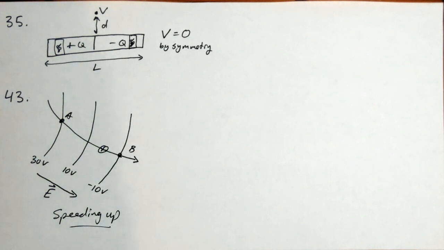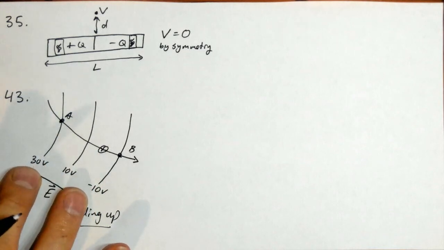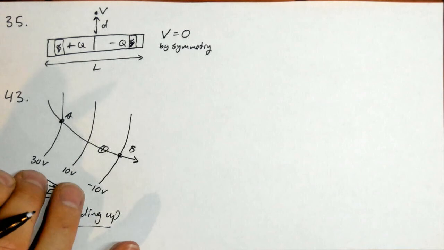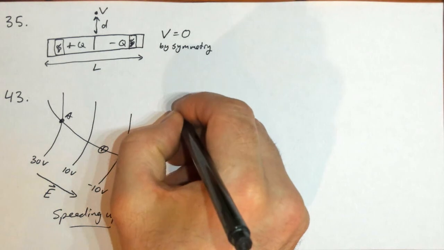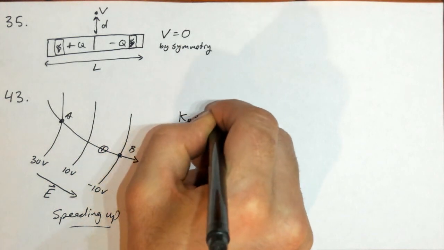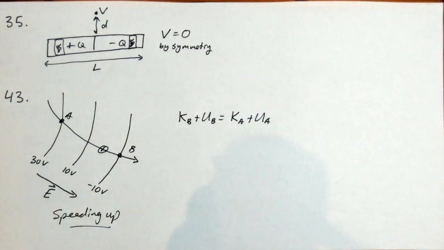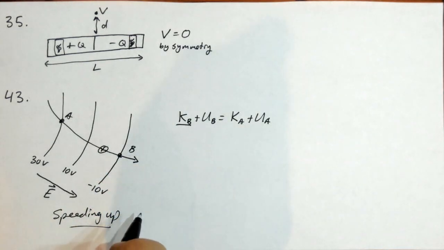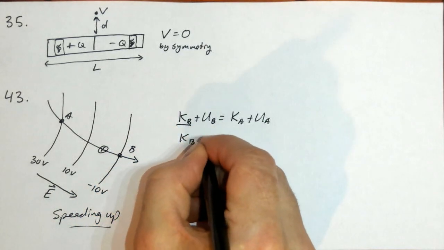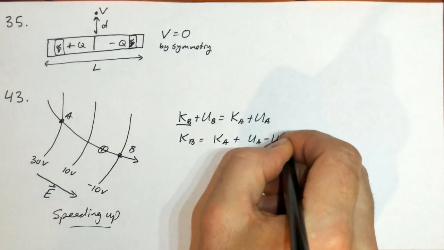Okay, so with this in mind, this sounds like a conservation of energy problem. I know potentials are related to potential energy, and potential energy is related to kinetic energy, and kinetic energy is the definition of energy of motion, which is velocity. So I can start out by saying KB plus UB equals KA plus UA. All right? And I want to find the velocity at point B. So solving for that, KB equals KA plus UA minus UB.